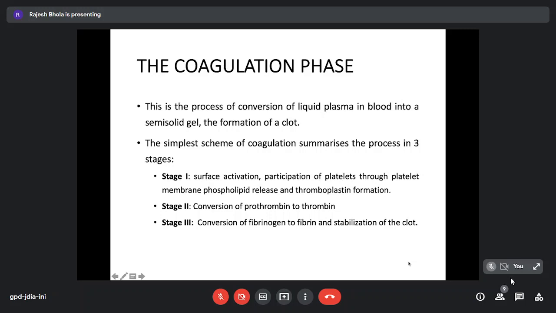This process involves conversion of the liquid plasma in blood into a semi-solid gel, that is, formation of a clot. The simplest scheme of coagulation can be summarized like this: stage 1, surface activation, participation of the platelet through platelet membrane phospholipid release and thromboplastin formation. Stage 2, conversion of prothrombin into thrombin. Stage 3, conversion of fibrinogen into fibrin and stabilization of the clot.